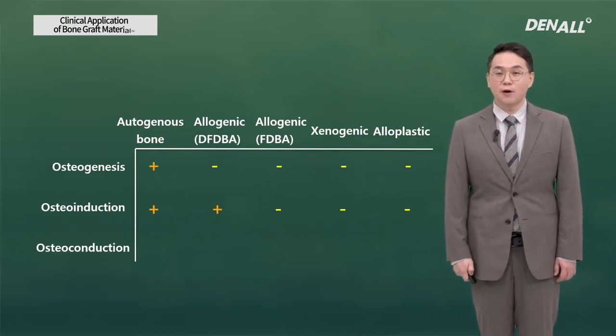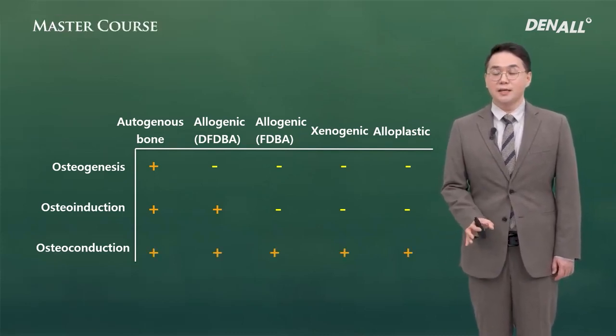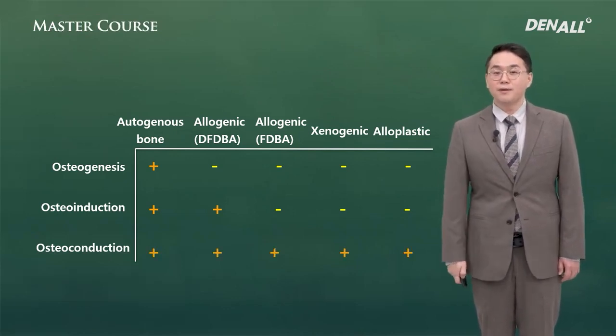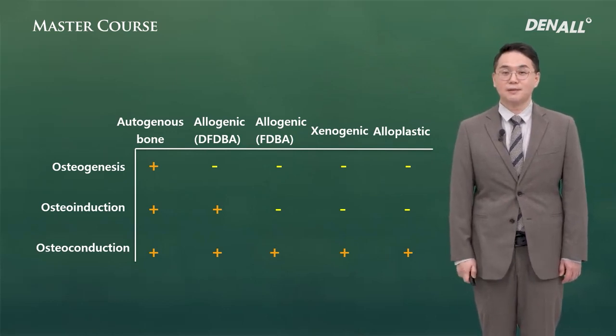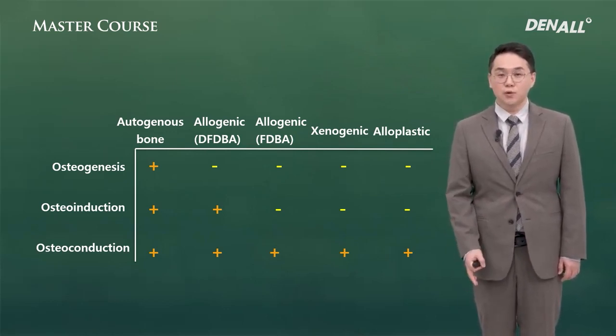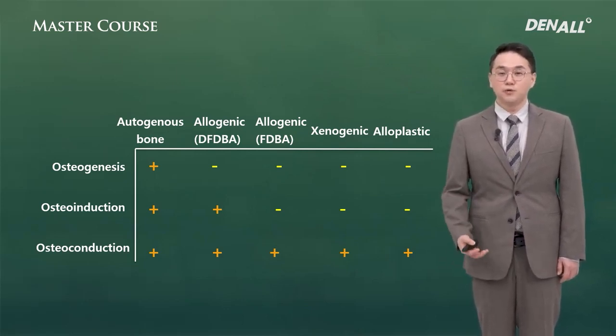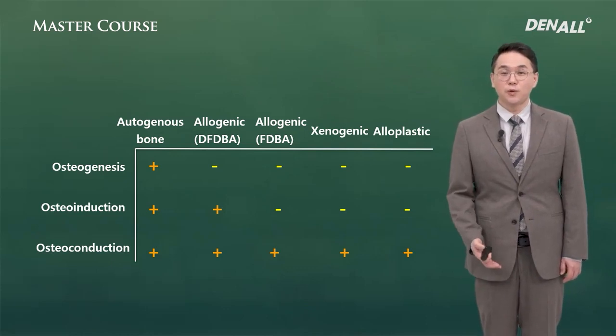The mechanism of osteoinduction is to differentiate the mesenchymal stem cell to osteoblasts, like the BMP previously mentioned. DFDBA contains a lot of BMP, so with that, osteoinduction can be anticipated. However, most bone graft materials, DFDBA, allograft, xenograft, and alloplasts, use osteoconduction.